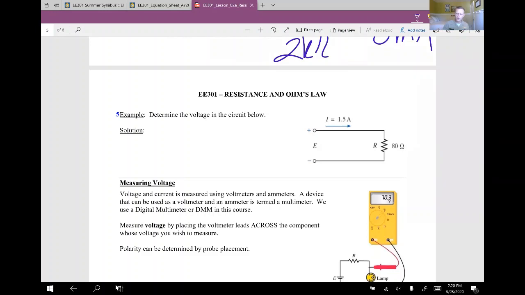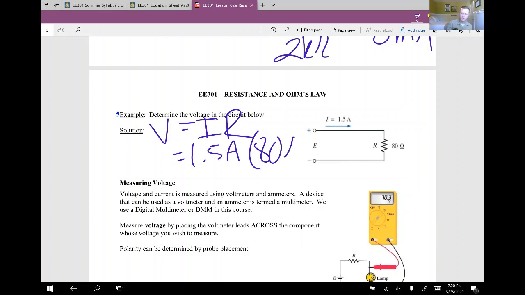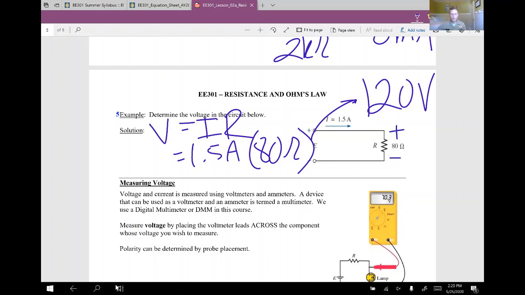We could work it the other way for example 5. Favorite law, V equals IR. I is 1.5 amps. R is 80 ohms. That results in 120 volts. So that is the voltage across that resistor, the current flowing through it times its resistance.